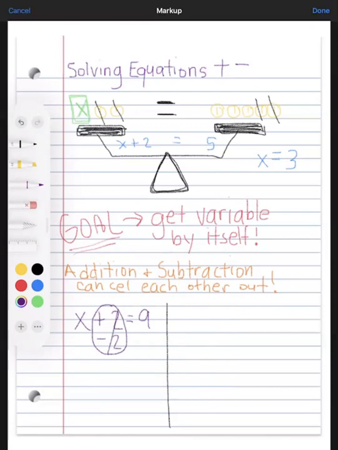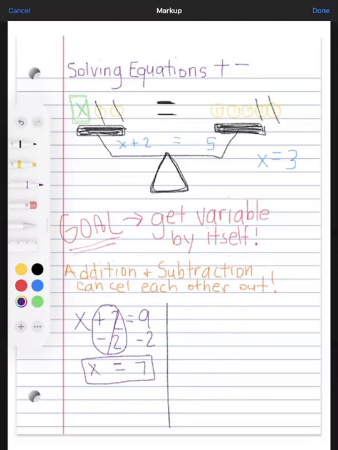But remember what we said with our balance scale. If you do something to one side, you have to do it to the other side. So if I subtracted 2 on the left-hand side, I have to subtract 2 on the right-hand side. So since the plus 2 and the minus 2 canceled each other out, that left just x by itself. And then on the right-hand side, 9 minus 2 is 7. So that tells us that x equals 7.